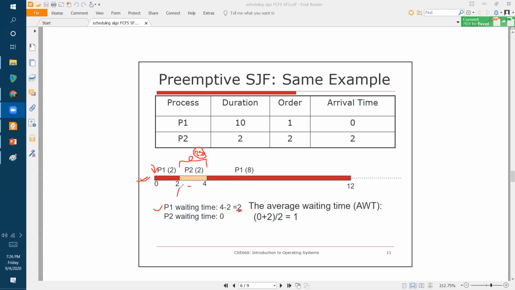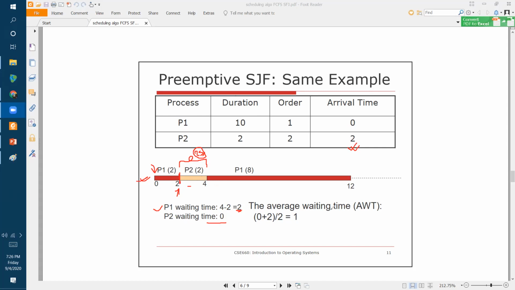But the important fact is that when P2 arrives, it gets the CPU from the scheduler because it has the shortest remaining time to finish its job. So P1 need not wait in this scenario. Sorry, P2 need not wait in this scenario, in this preemptive SJF, because of the scheduler. So the waiting time of P2 is 0.